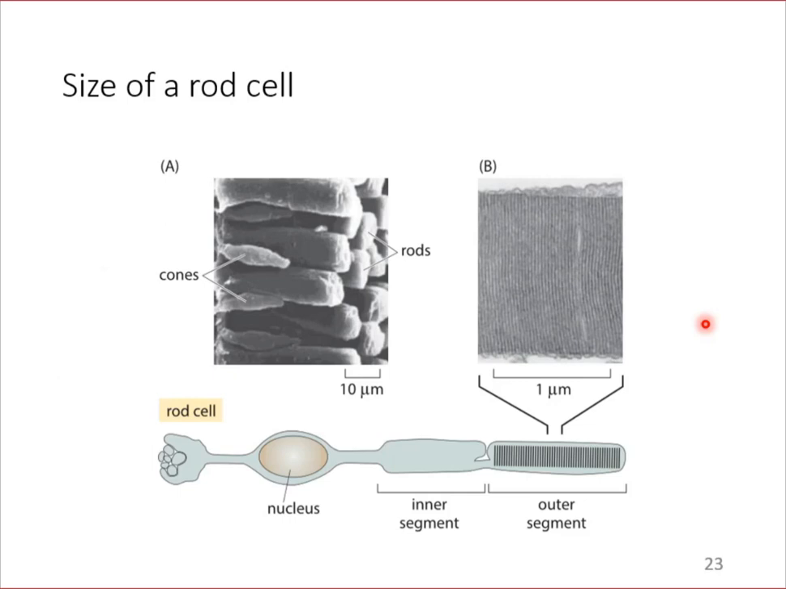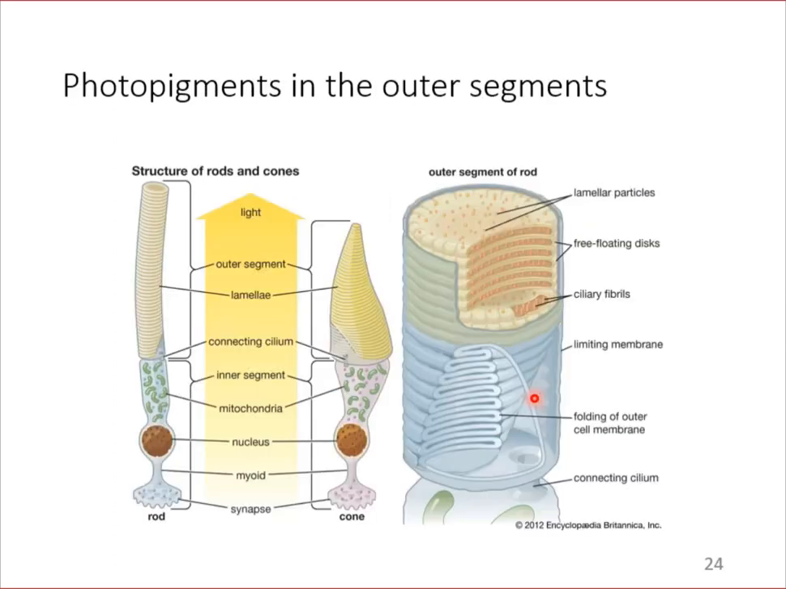Okay, let's look at another look. So why can those rod and cone cells sense light? Because this is the structure of a rod cell. This is the nucleus, and this is the outer segment. It's very, very small. How small is it? As small as 1 nanometer.